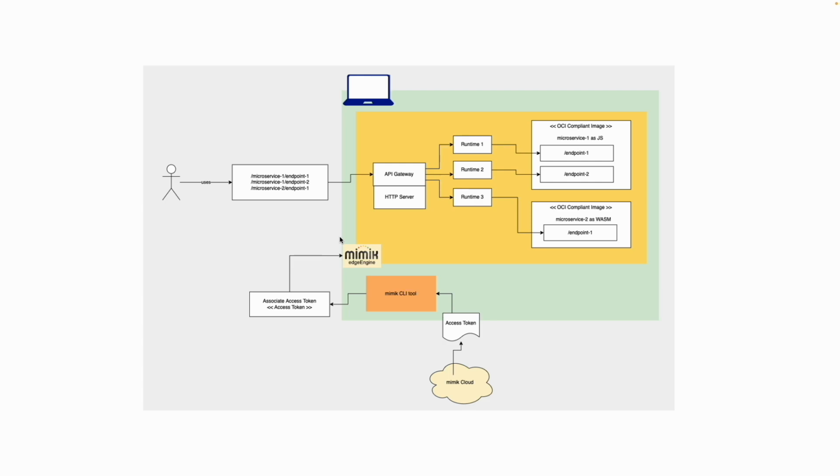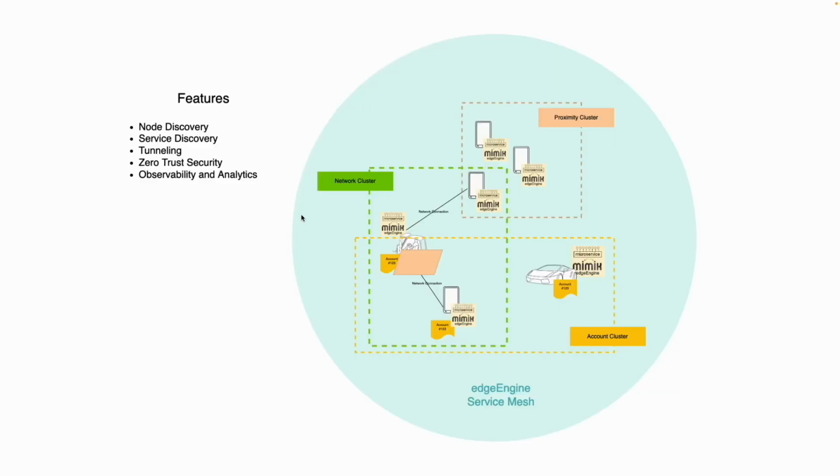So what is it you get when you get access to the mimik network services? Well, the thing you get is access to the edgeEngine service mesh. And the edgeEngine service mesh allows you to interact with the network in 3 different ways. One way is called a proximity cluster, which will give you access to other edgeEngine devices running in close proximity to you. The other one is the network cluster, which will give you access to edgeEngine devices in a network domain or in your local area network.